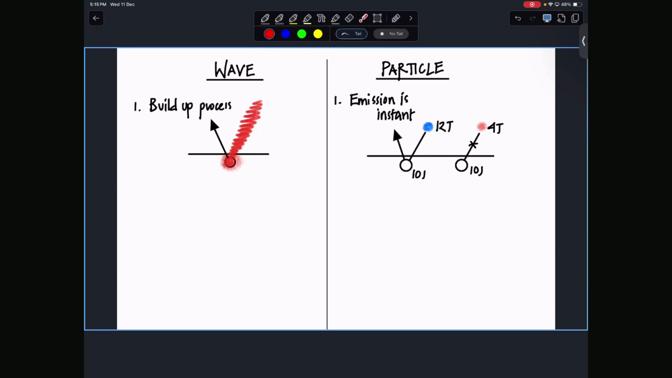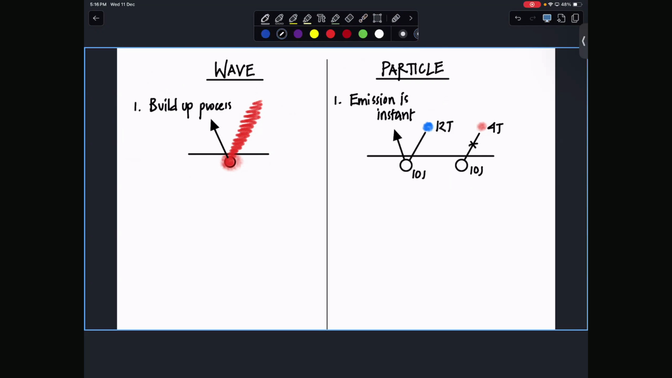Now tell me something. When we did this photoelectric effect experiment, right? Did waiting help? No, right? But the moment we provided the right color, did emission take time? No, it was instant. So 1 point for particle behavior, 1 point not for wave behavior. Okay, let's look at the second one.